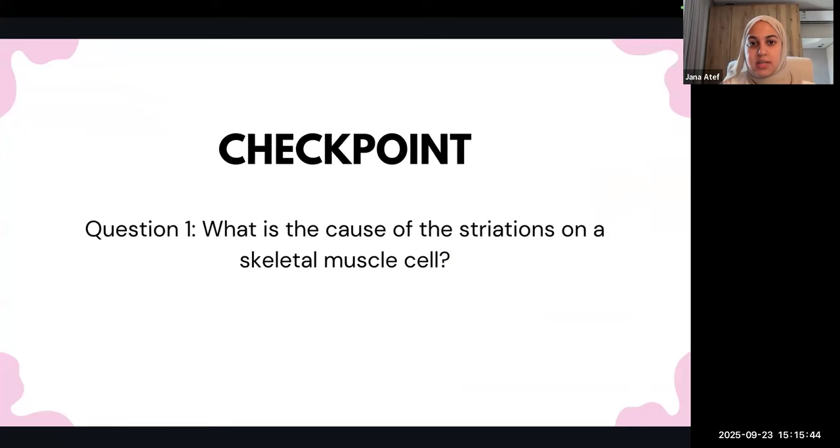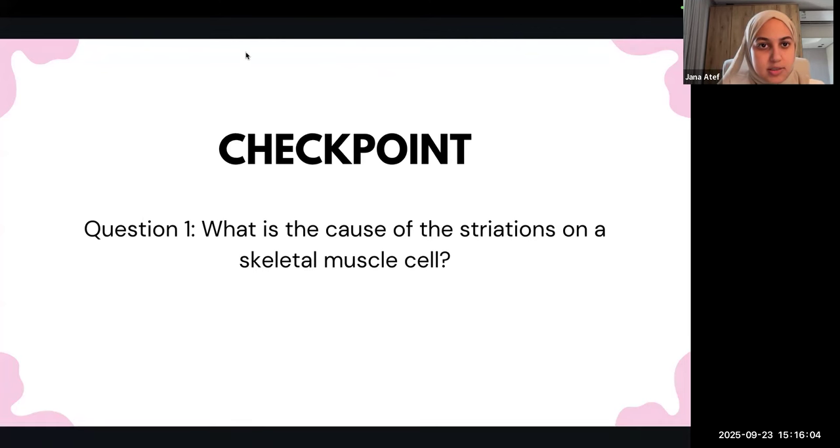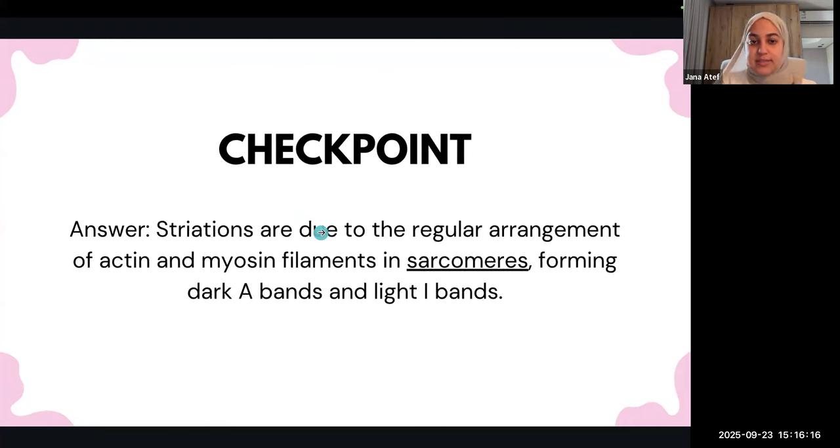Now, question. So what is the cause of the striations of a skeletal muscle cell? Remember, we said we're going to discuss more of it. We didn't mention what they are, but this is an introduction to what we're going to discuss next. What are striations made of, or why is it striated? Does anyone have an answer? Let me check the chat. Actin and myosin. Okay, that's close. Sarcomeres. Yes, sarcomeres. But what part of the sarcomeres exactly? So the answer is they're due to the dark A bands and I bands.